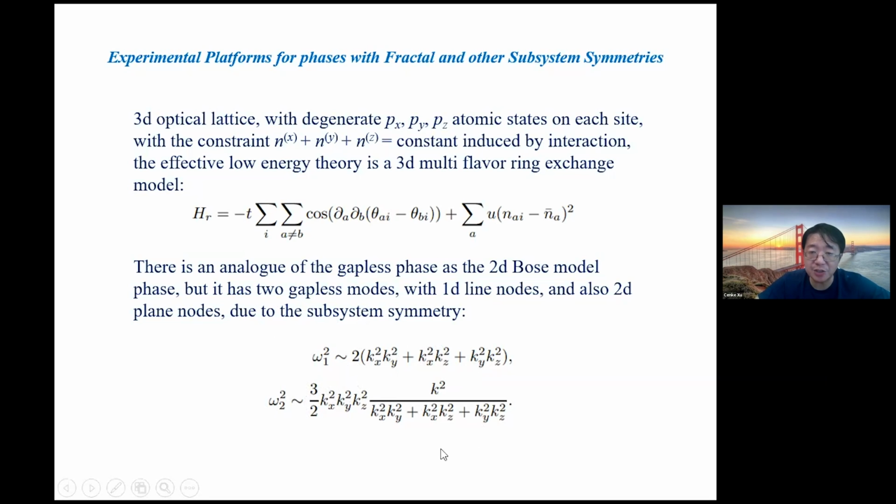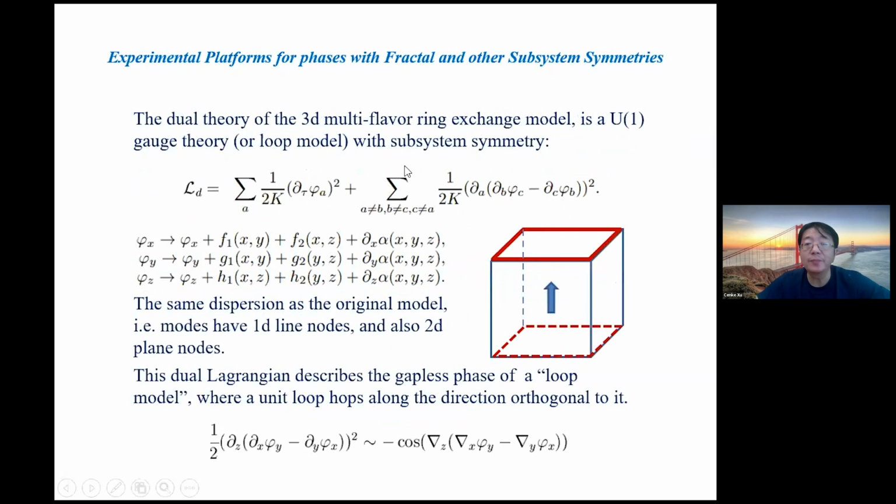This is the mode which will give us the most IR divergence when we do calculations, because this mode vanishes on every plane. If we take kx equals 0, or ky equals 0, or kz equals 0, the dispersion will be 0. So this dispersion will lead to the most divergence in the calculation. Okay, so we can again do the duality transformation.